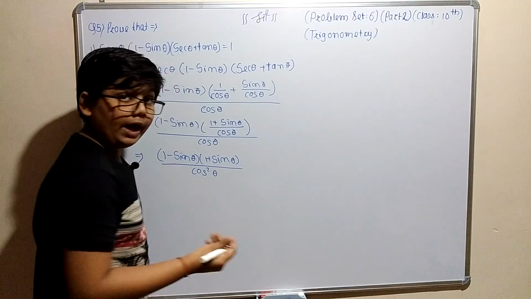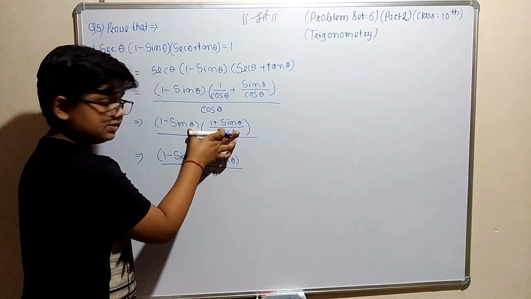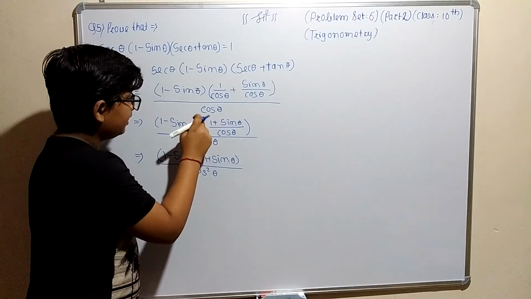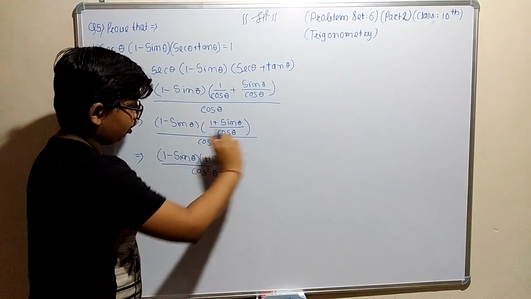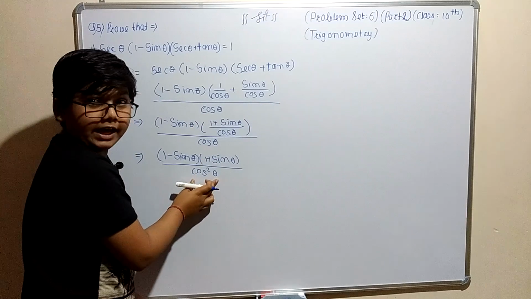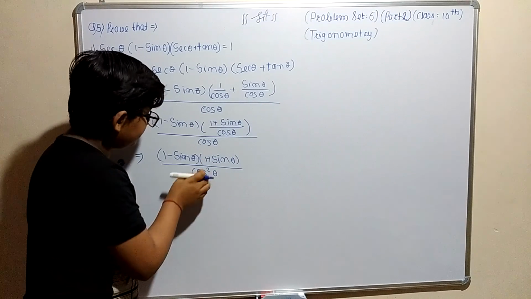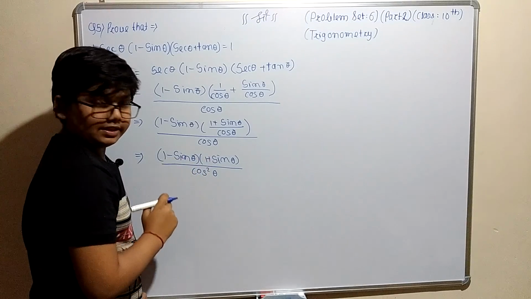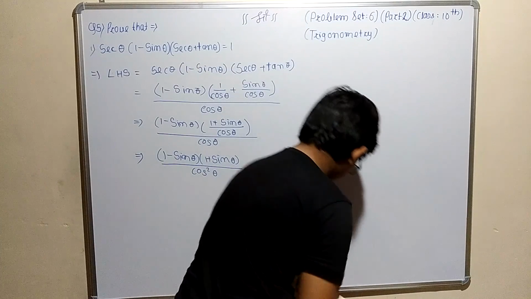cos square theta. Why? Because when we solve this, we get (1 minus sin theta) multiplied by (1 plus sin theta) divided by cos theta. Here is one more cos theta, so take its reciprocal and then multiply. So the denominator will become cos square theta over here. Now (1 minus sin theta) into (1 plus sin theta), we will find it.